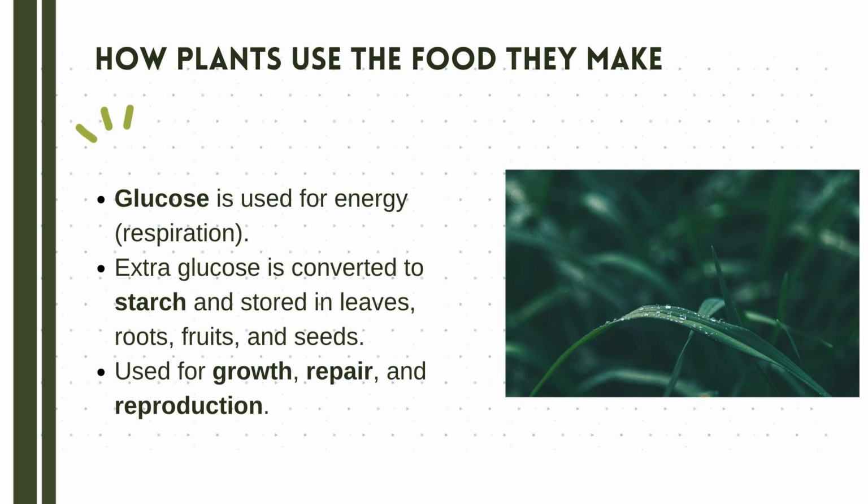The food made by the plants is also used to build new cells and repair damaged tissues. It helps the plant to grow taller, make new leaves, develop flowers, and produce fruits and seeds.